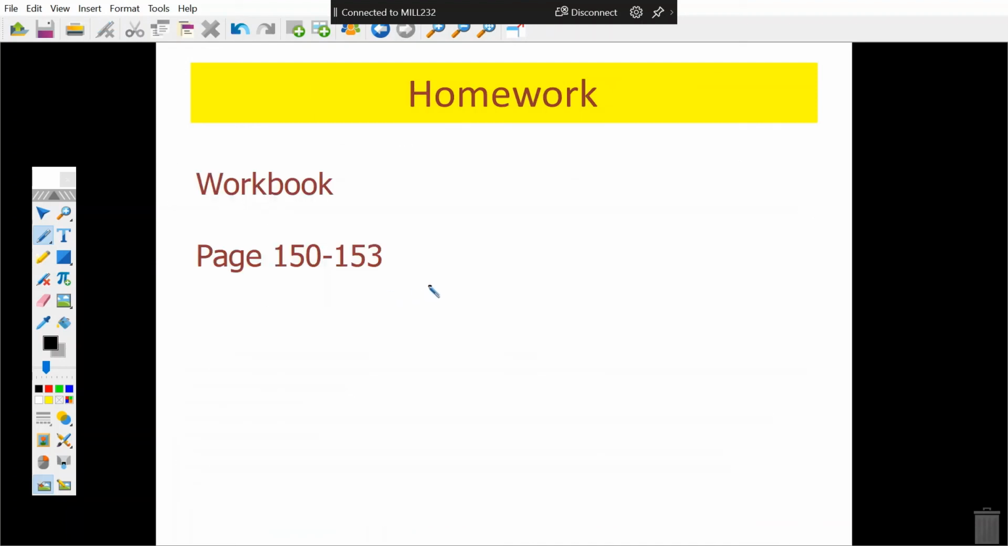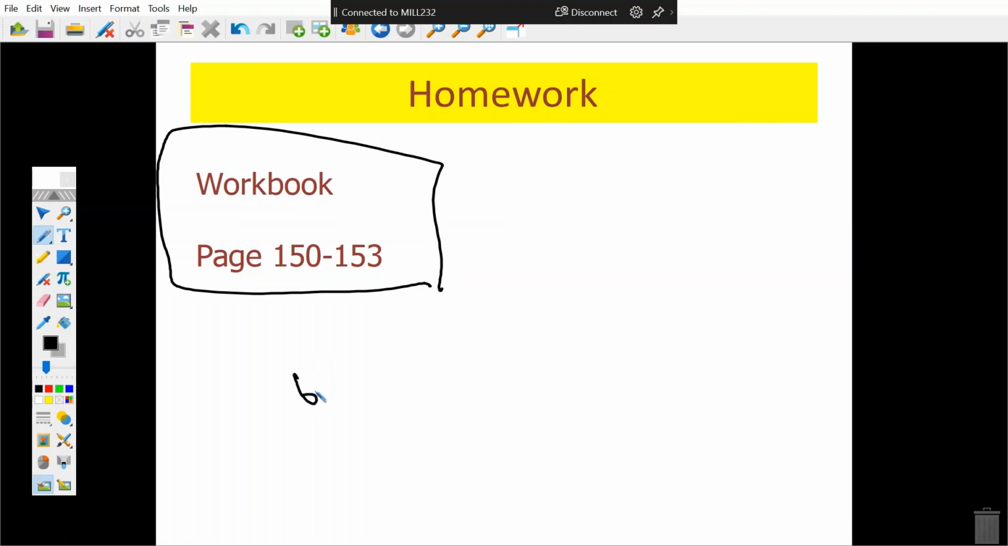Okay. Your assignment is the workbook, pages 150 to 153. We are going to do 6.2 and 6.3 tomorrow. And then after that will be our Chapter 6 exam.